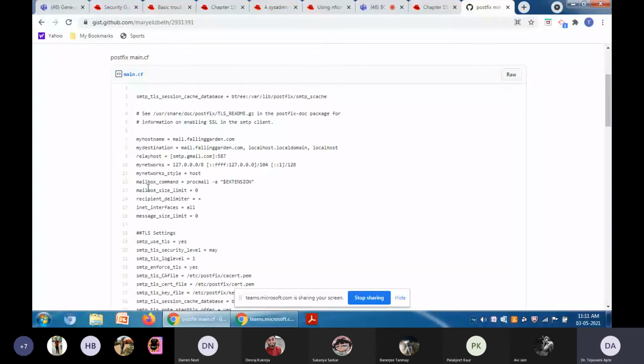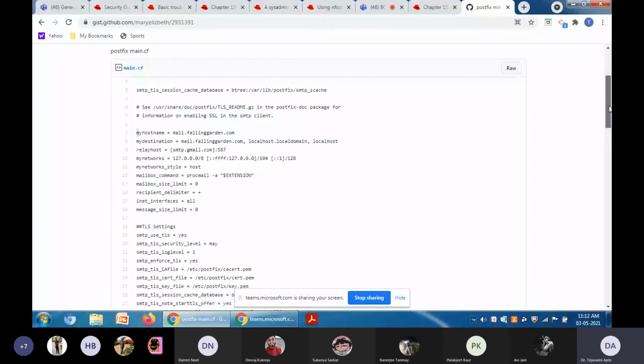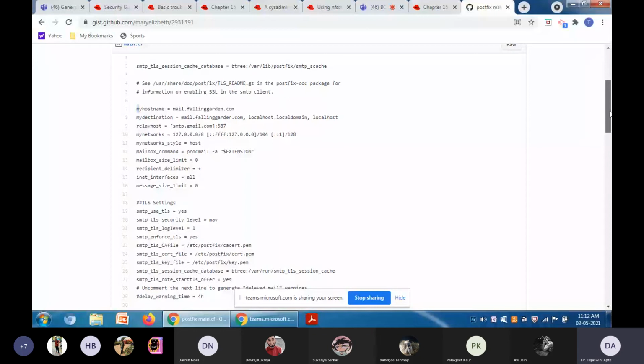I can also specify who is going to be the relay host, smtp.gmail.com 587. Now you can very nicely introduce different kinds of vulnerabilities over here as soon as you change my host name, as soon as you change my networks giving the wrong subnet, as soon as you change my destination giving the wrong destination over here.